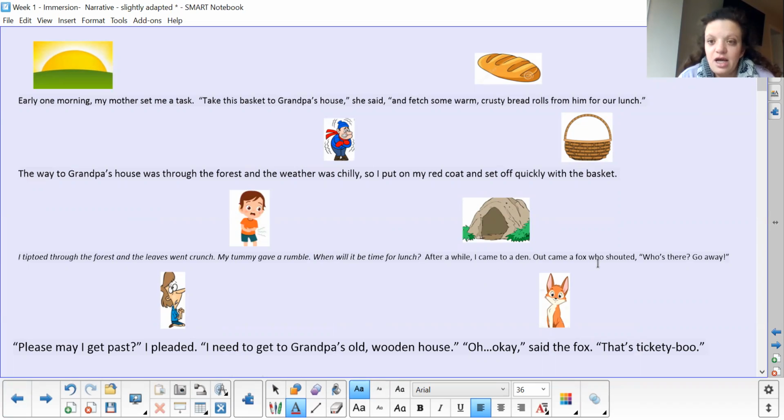So it was at the den and out came a fox. Who's there? Go away. Please, can I get past? Lovely. So I'm going to use my speech here as well. So let's go back.